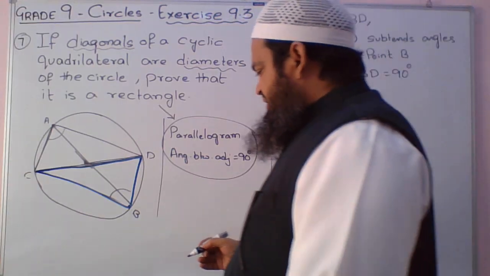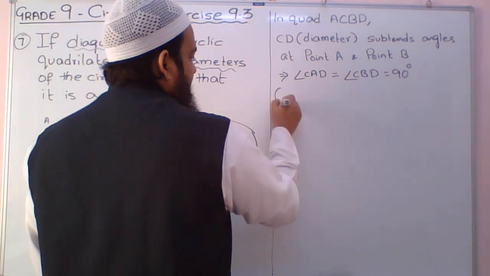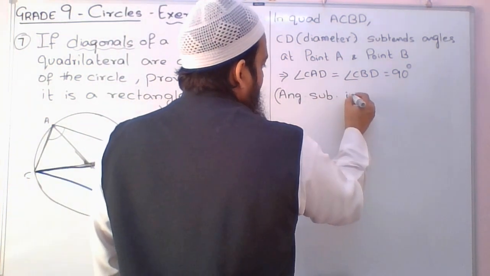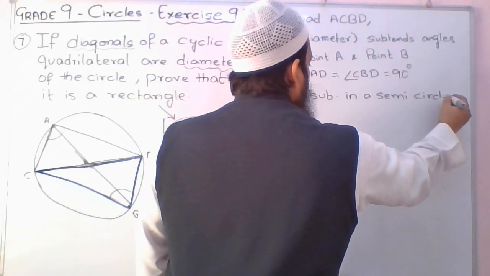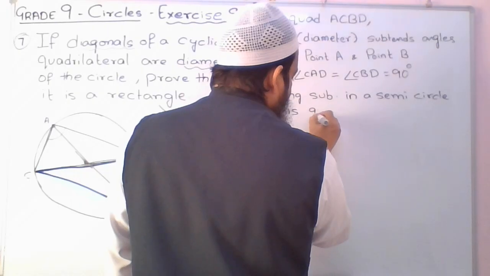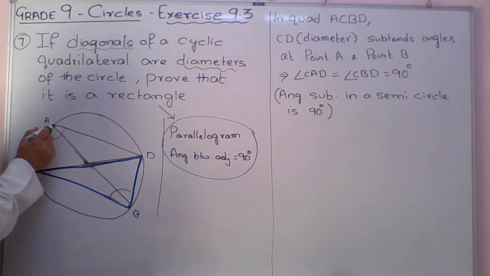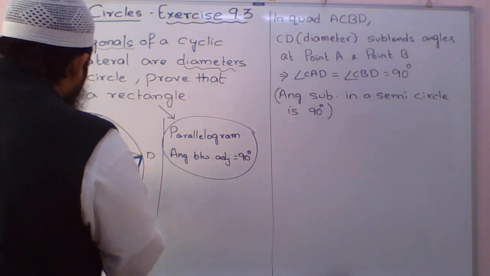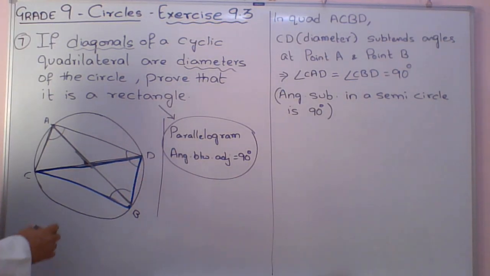The reason is that angles subtended in a semicircle are 90 degrees. Okay, and similarly, now let me take diameter AB. So if I take diameter AB, what is the angle subtended at D? 90 degrees. In the same way at C, 90 degrees.